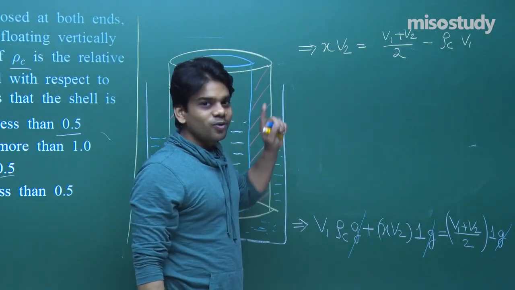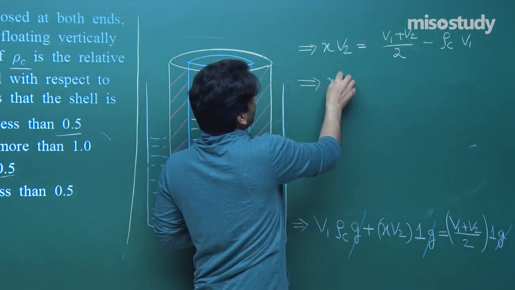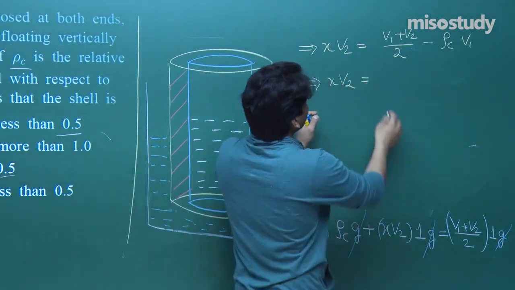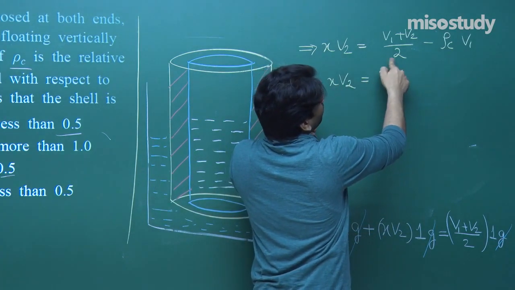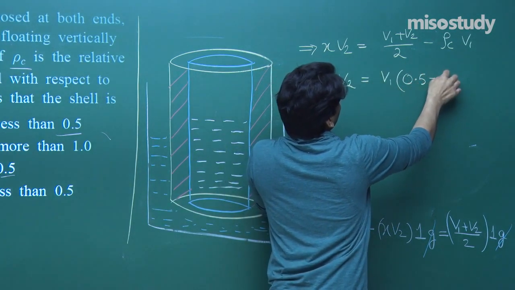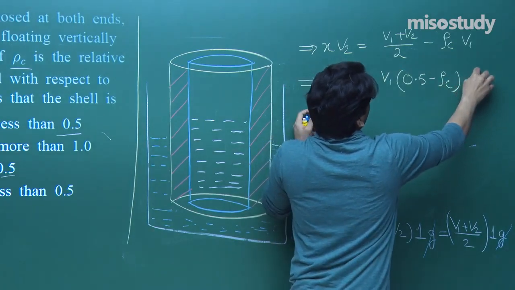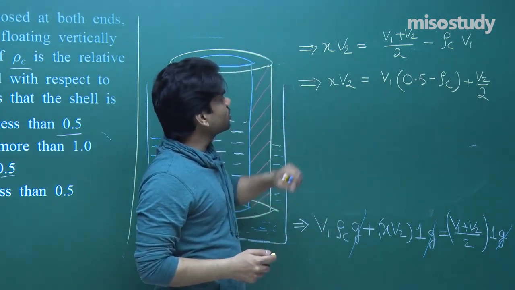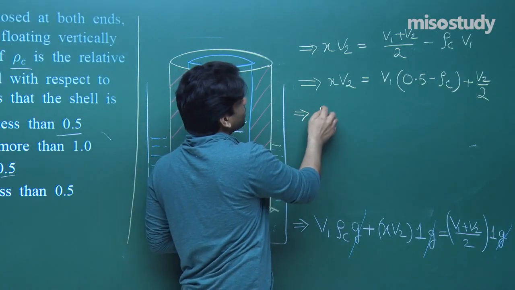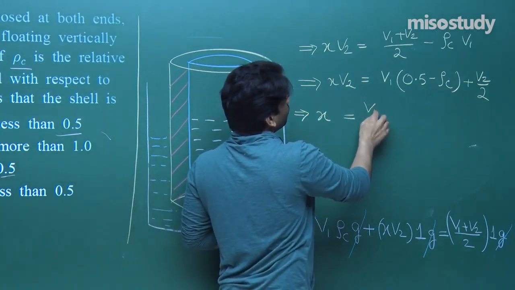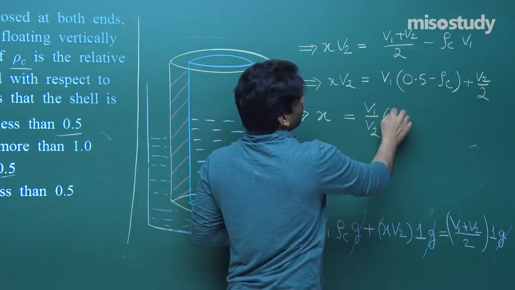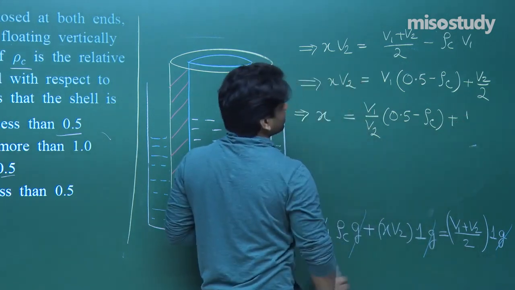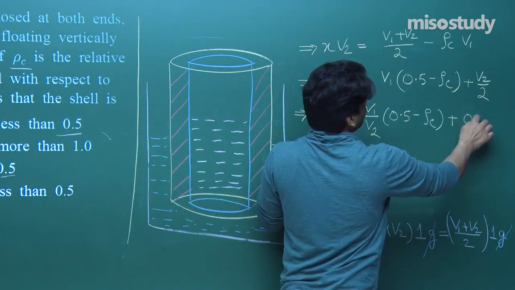Now you see what you can get from here. You will get x into V2 is equal to, taking V1 common, V1 into (1 by 2 minus rho c), so 0.5 minus rho c, plus V2 by 2. Next, for the value of x, you can write x is equal to V1 by V2 into (0.5 minus rho c), plus 0.5, because V2 will be cancelled out.